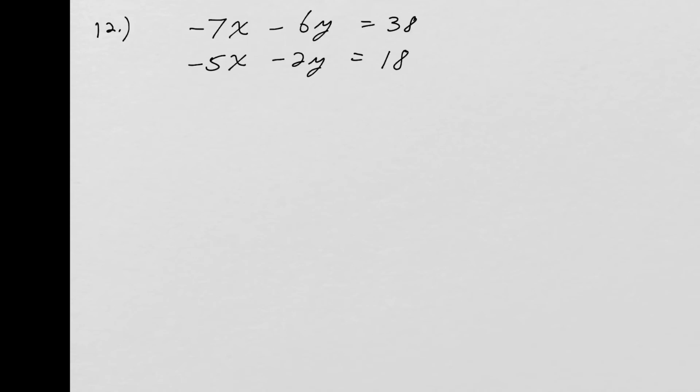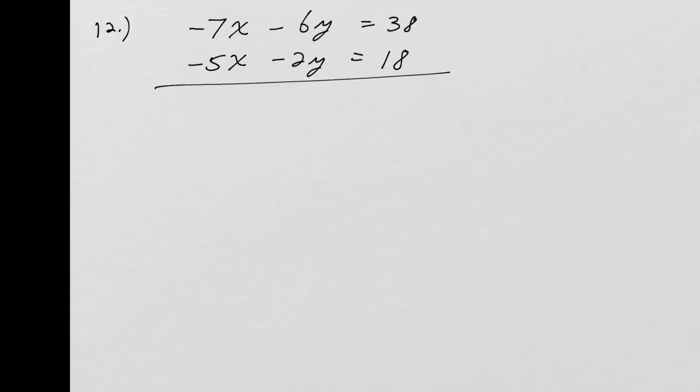Okay, another system of equations, number 12, but they want us to solve it using elimination, right? Which you could also call the addition method. So negative 7x minus 6y equals 38, and then negative 5x minus 2y is equal to 18. Okay, so first of all, it's set up, right, for elimination. Remember, you have to line up the x's, line up the y's, and on the right-hand side, line up the constants. So it's already set up.